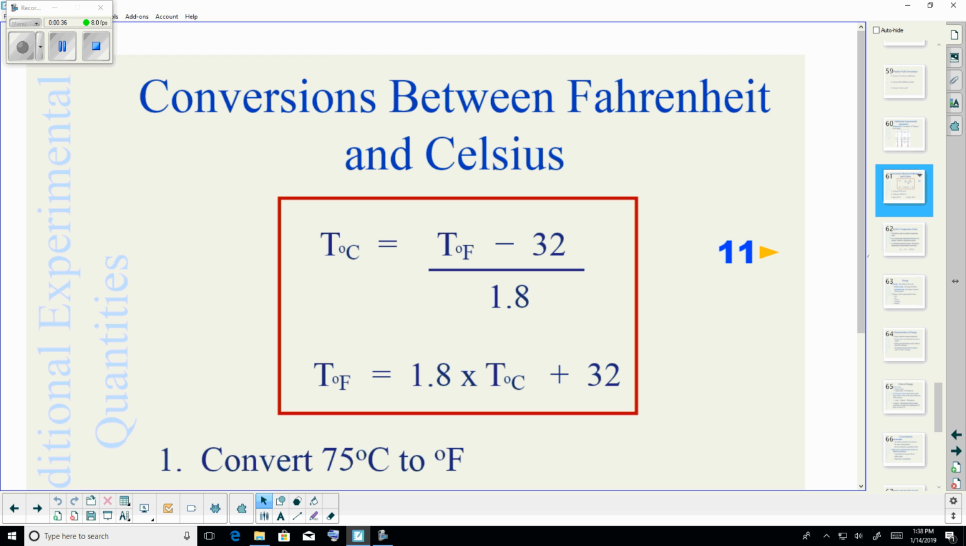So what are the conversions? We talked about that. To go from Fahrenheit to Celsius, you take the Fahrenheit temperature, subtract 32, and divide by 1.8. To go from Celsius to Fahrenheit, you take the Celsius temperature, multiply by 1.8, and add 32.